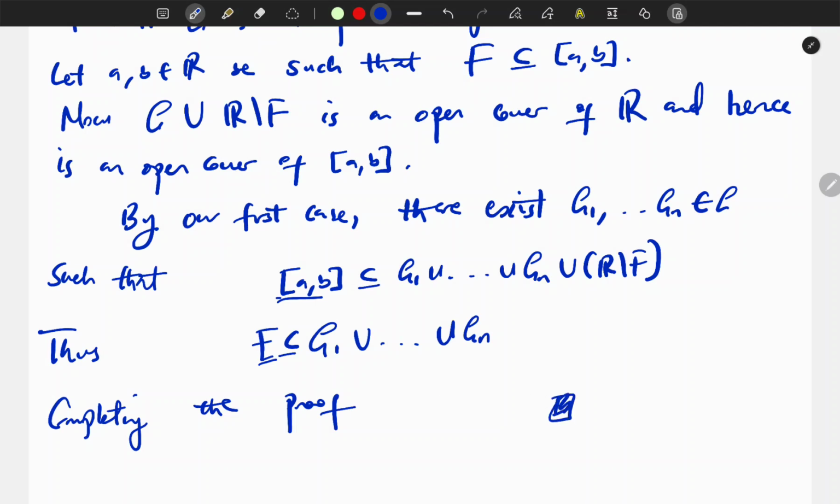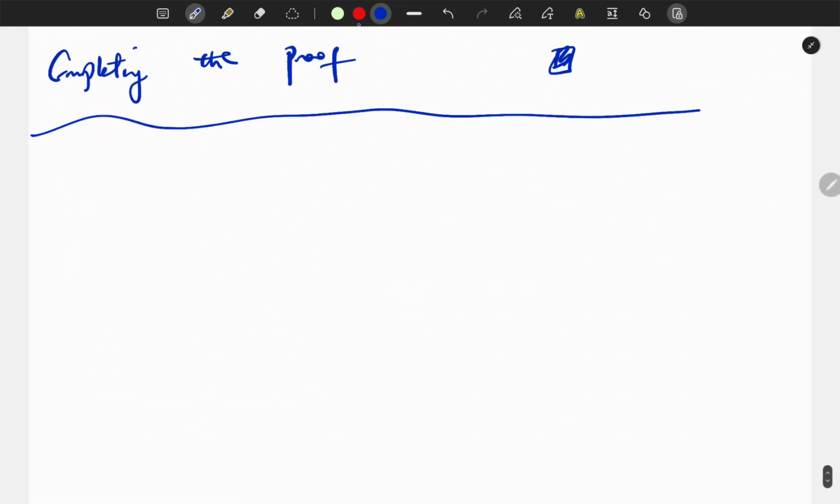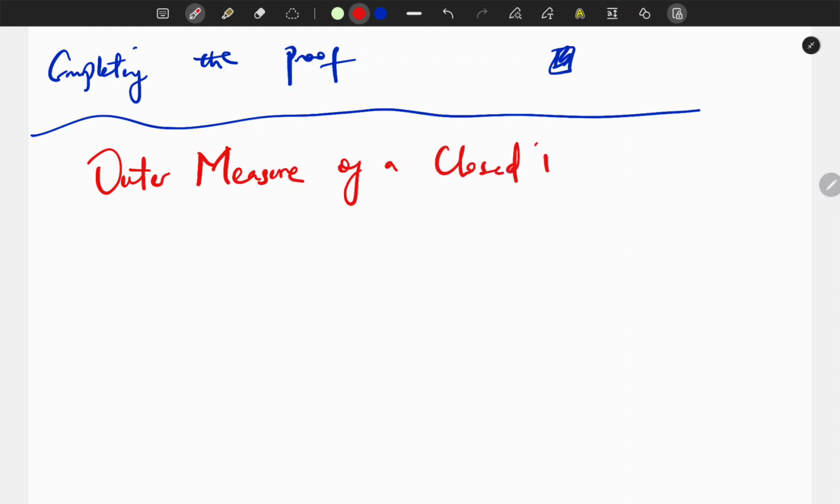So in other words, an open cover of a closed bounded subset of R has a finite subcover. So with that now, we can go and prove the other direction. So that leads us to this outer measure of a closed interval.